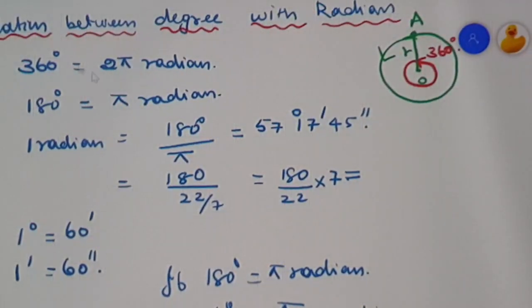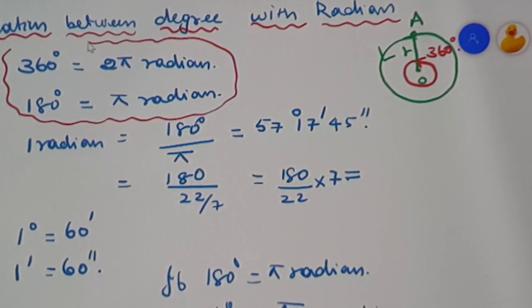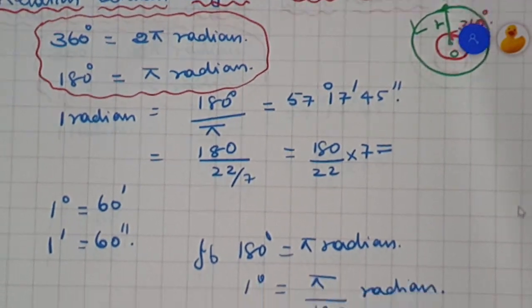Usually have it in mind: 360 degrees is equal to 2 pi radian, or 180 degrees is equal to pi radian. With these two concepts, you can get whatever you need, so have just this in mind. From this, you can derive or calculate. If you know the basics, whatever final answer you want, you can calculate it.